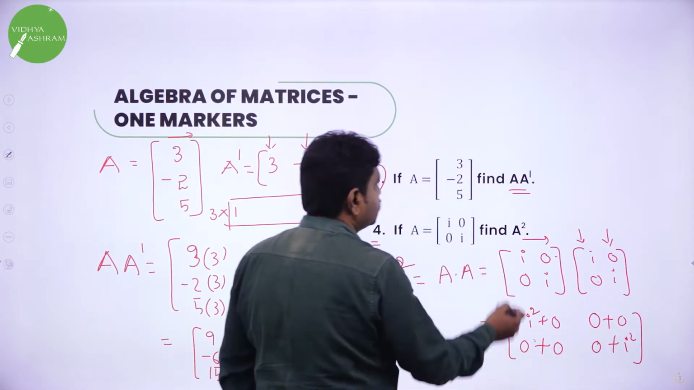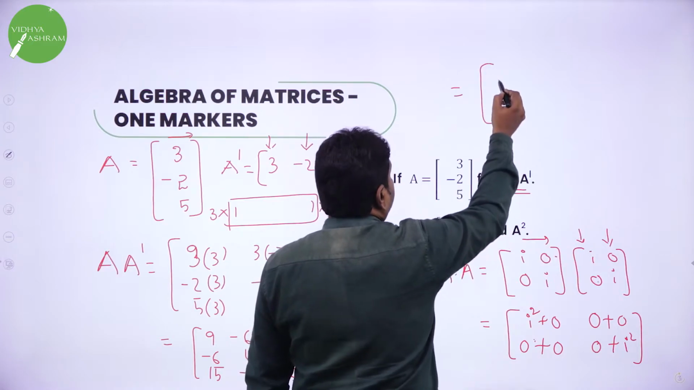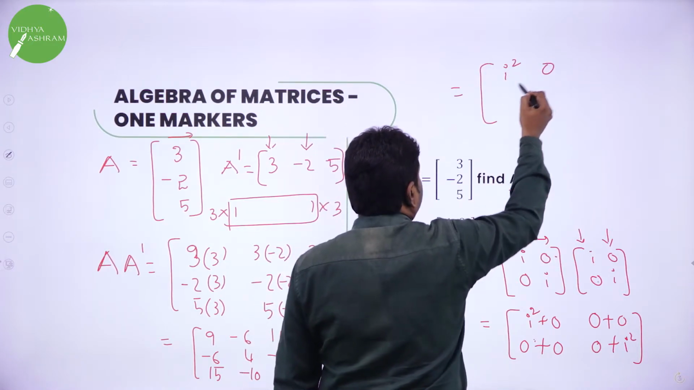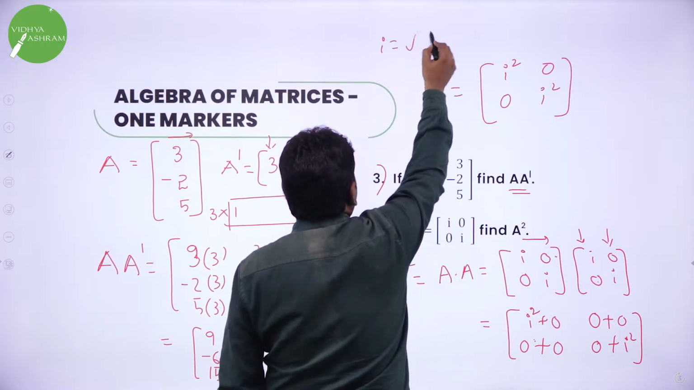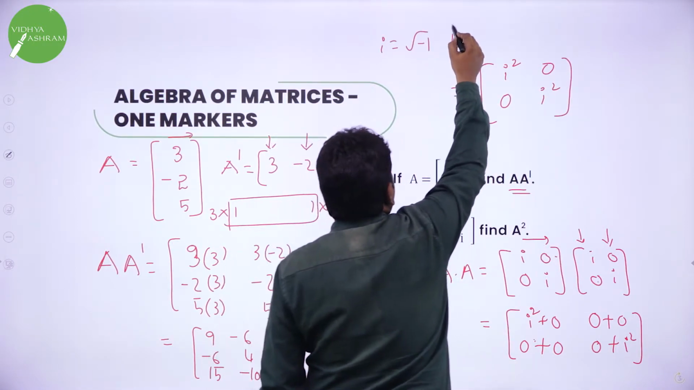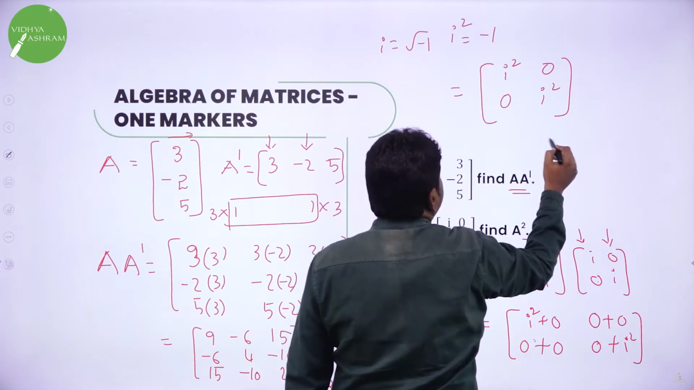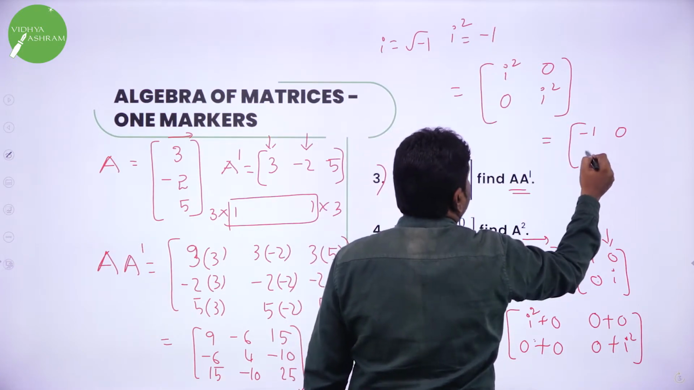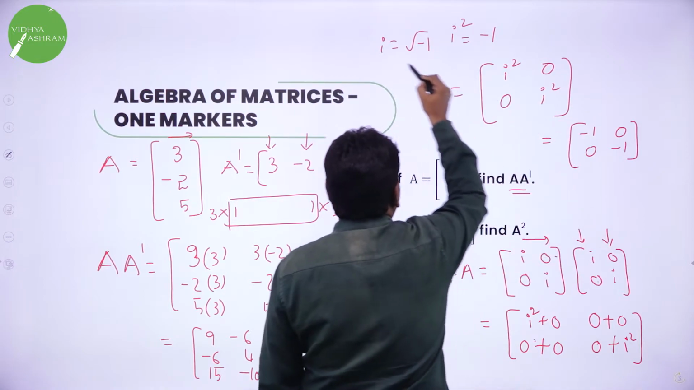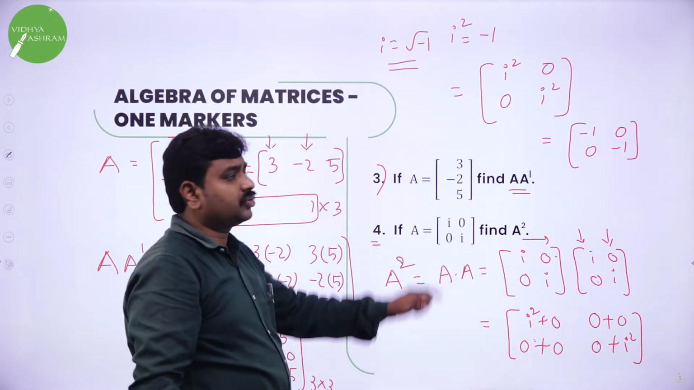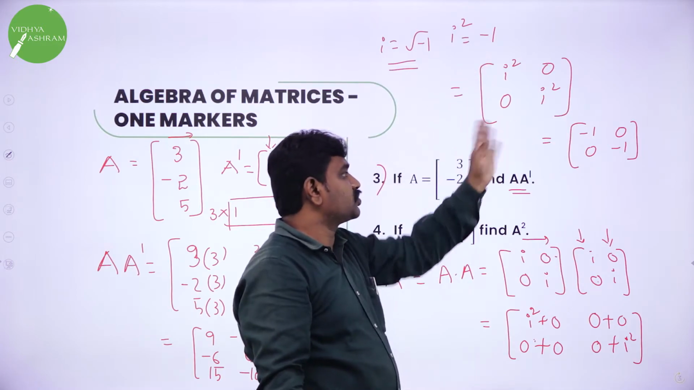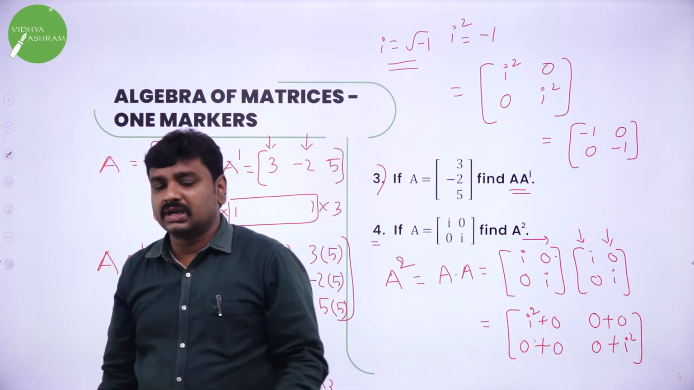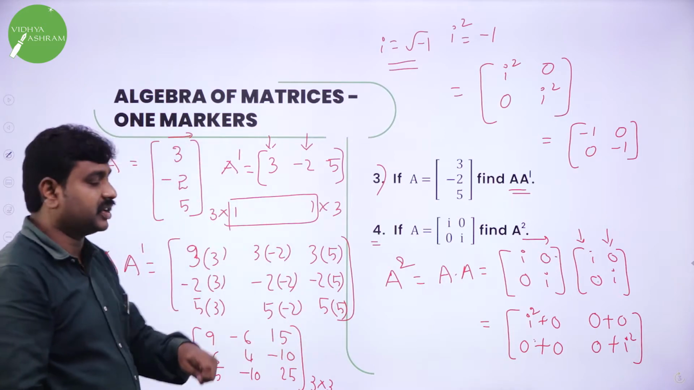Now, simplify this. If you simplify, you will get i square, 0, 0, i square. Suppose they give i is equal to root of minus 1, an imaginary number, i square will become how much? Minus 1. Then the answer will be minus 1, 0, 0, minus 1. Where i means what? Imaginary number. So, i square will become minus root minus 1 the whole square, it will become minus 1 substituted. So, these are all the 1 mark questions based on matrix multiplication.